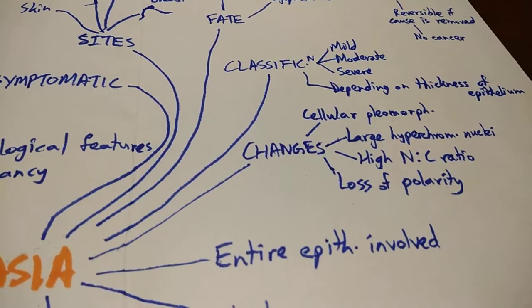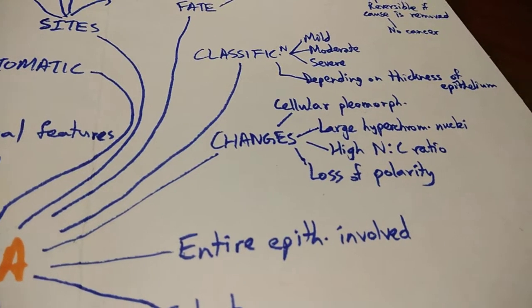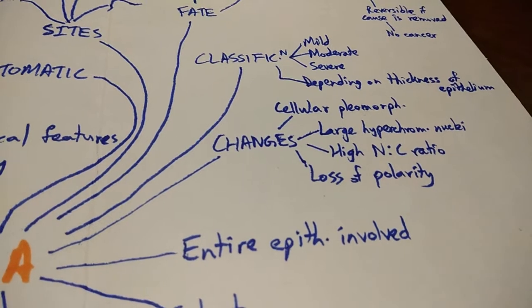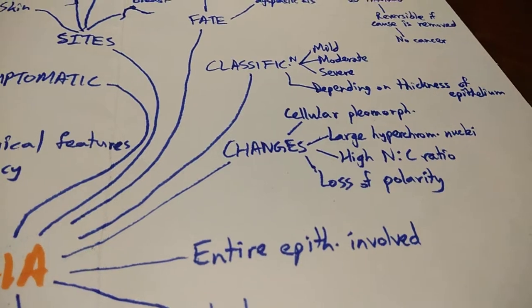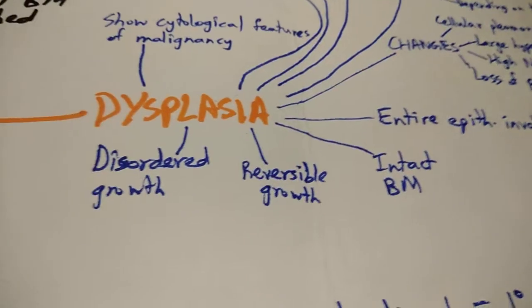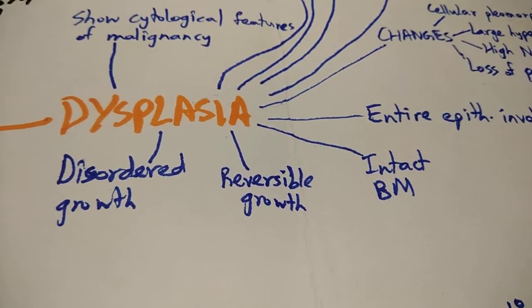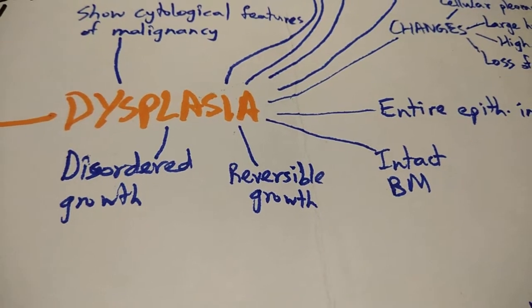However, the cellular changes are a lot more prominent, such as cellular pleomorphism, the large hyperchromatic nuclei, high nuclear to cytoplasmic ratio, loss of polarity. Alright? Now, there's some subtle differences. For example, I mentioned that there's a reversible growth. So now, once you take away the stimulus which is causing this change, it will immediately revert back to normal.